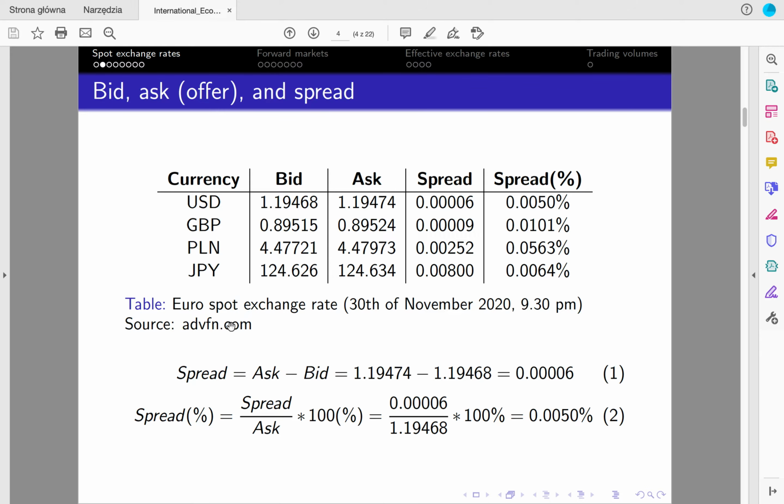Now, I want you to notice one more thing. Next to the table over here, I put the date, but not only the date, I also put an hour at which I retrieved those exchange rates. Why did I do so? Well, because exchange rates, even though they are prices, just like prices of goods you can buy at a store, have a very specific characteristic that you are not going to find with any other goods.